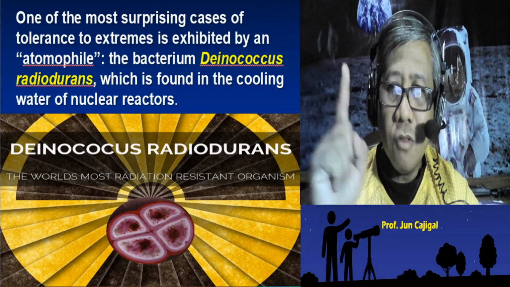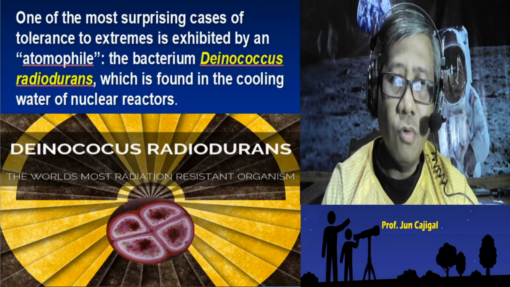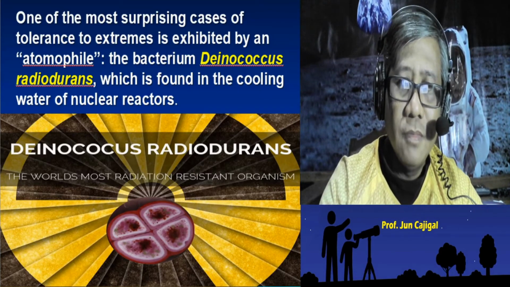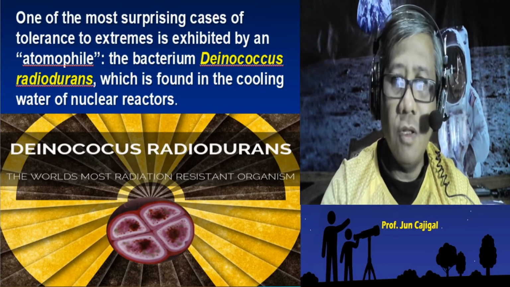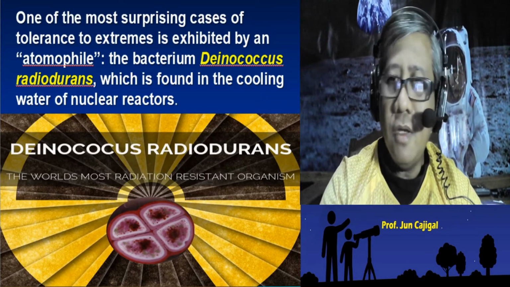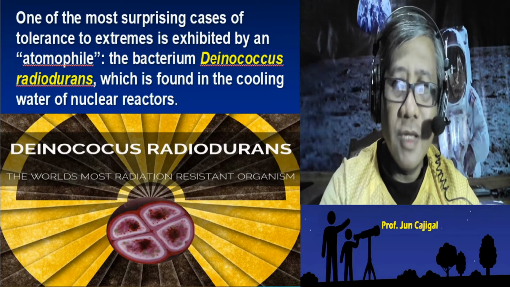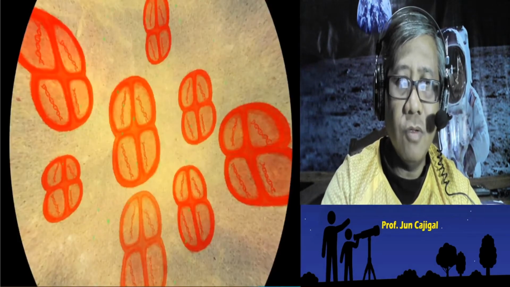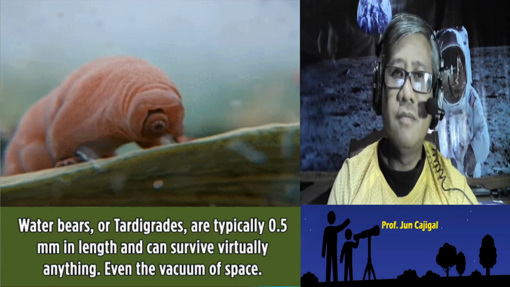So that means that they can tolerate extreme radiation. Itong Deinococcus radiodurans. Amazing, isn't it? Diba? Okay. So, pwede silang mabuhay in extreme radiation. Nasa nuclear reactors nga sila. Okay. Another surprising organism that can really endure extreme conditions would be the tardigrades.